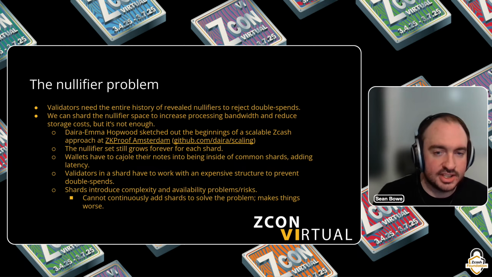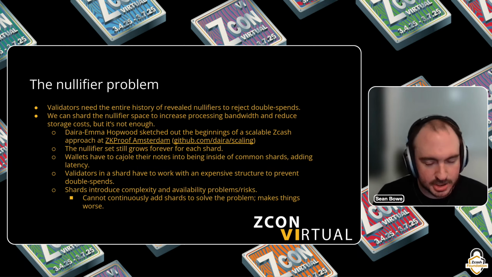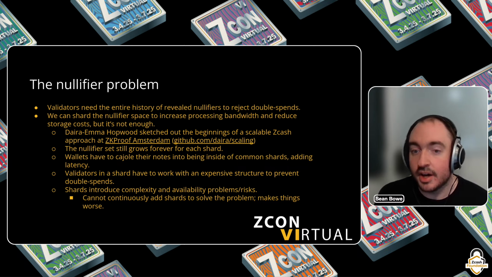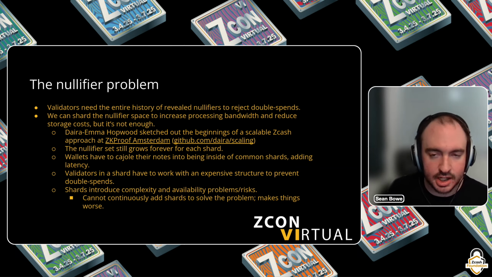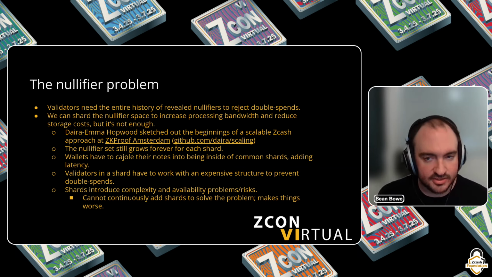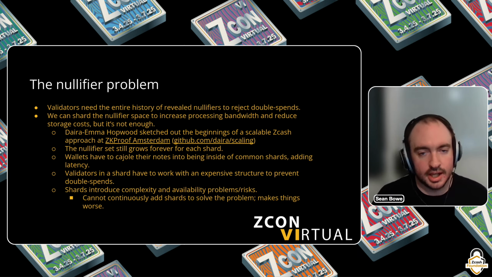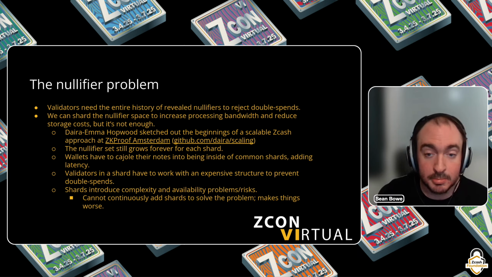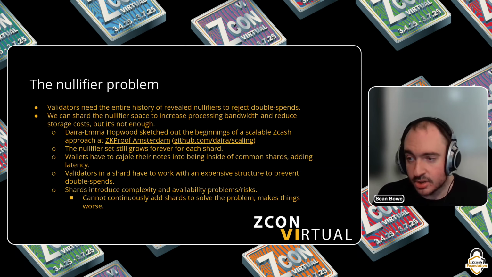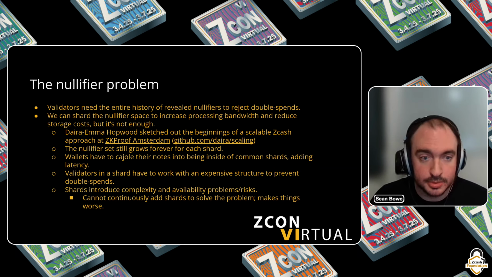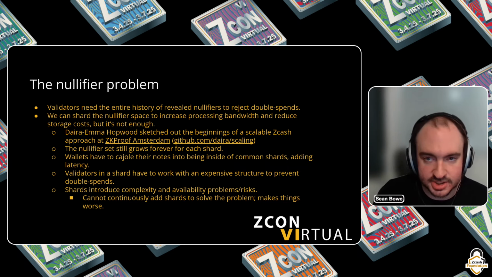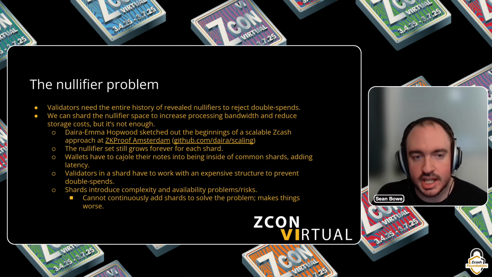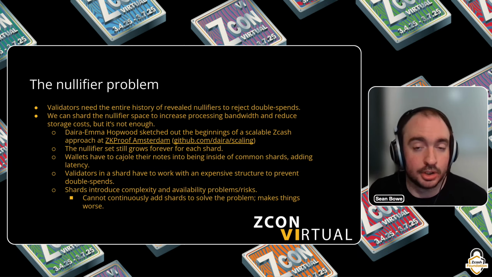And even in some of the ideas that I've seen for how to scale Zcash that have been sketched out in the past, validators still have to collectively keep these records as they grow forever, even if some of these validators can get away with only storing a subset of them under some conditions. In general, this set still needs to be maintained by the validators. So the state of the art in dealing with this problem, which Dara Mahapwat talks about in their ZK Proof Amsterdam presentation about the subject, basically involves sharding the space of possible nullifiers.